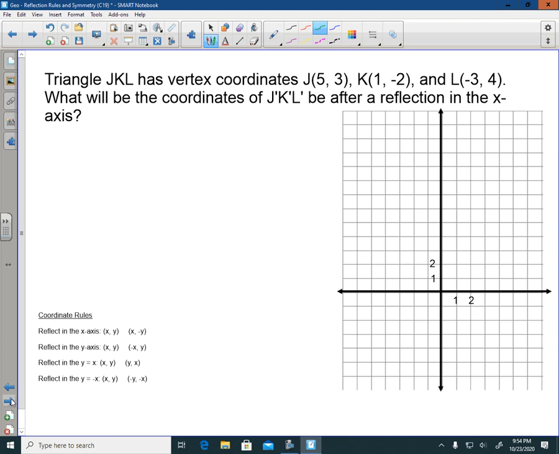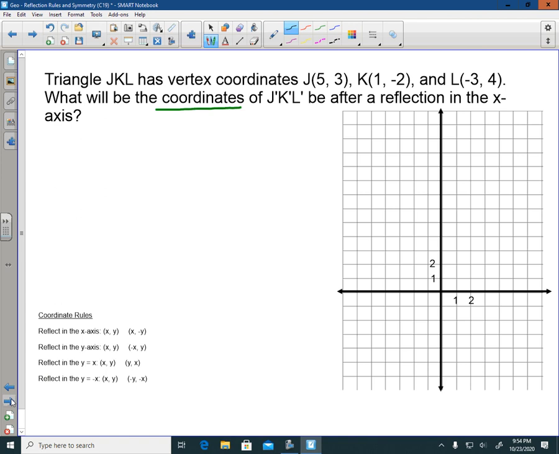What will the coordinates of J'K'L' be after a reflection in the x-axis? Because we're talking about the x-axis, our first instinct might be to go ahead and count. But notice that you're being asked for coordinates. You're not being asked for the graph. You could make a graph and then pull those coordinates off.